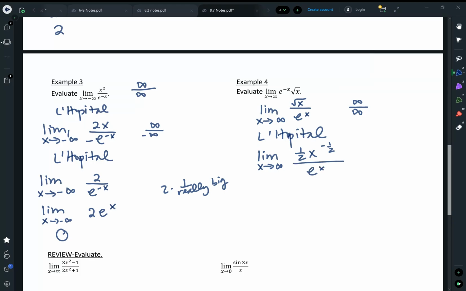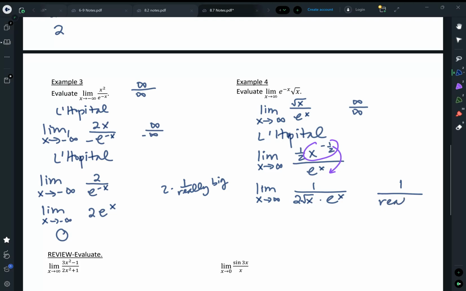So because this has a negative exponent, I want to shift it to the denominator. So limit as x approaches infinity. Really, I just have 1 in the numerator because the 2 can go in the denominator also. So I have 2, I have square root of x, and I have e to the x power. So let's think about what happens as x approaches infinity. This is going to be 1 over really big times really big. So 1 over a really big number, well, that's just going to be 0 again.